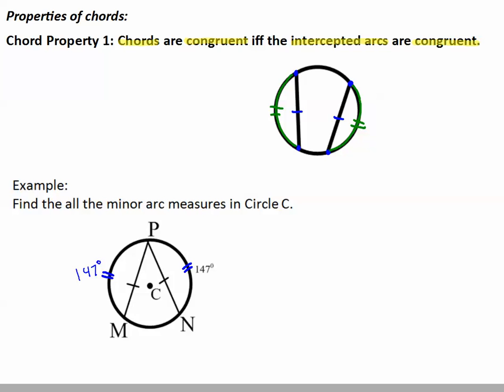Then I just have one arc remaining, minor arc MN. Well, remember all the way around the circle's 360, so do 360 and take away the other two arcs that make up the remainder of the circle, and you have the last remaining arc. Not too bad.